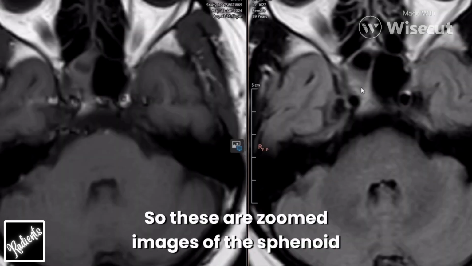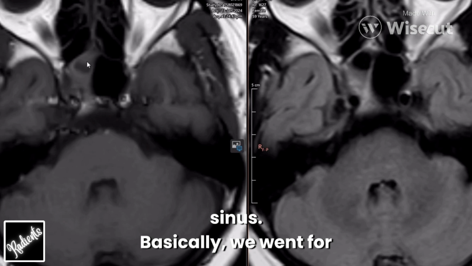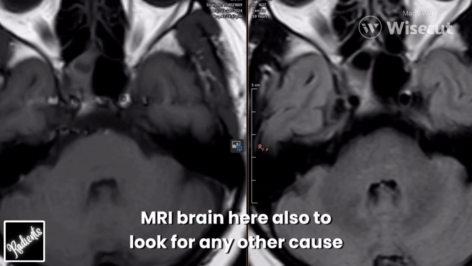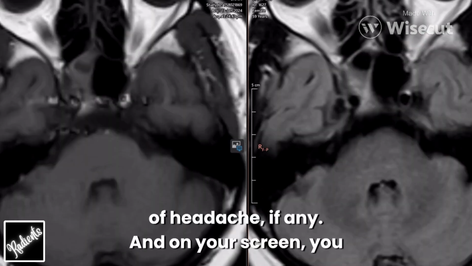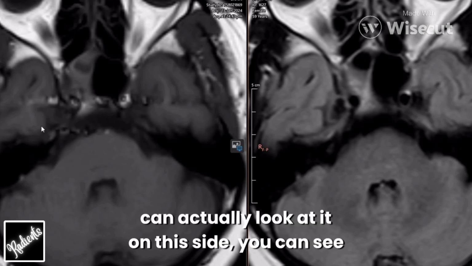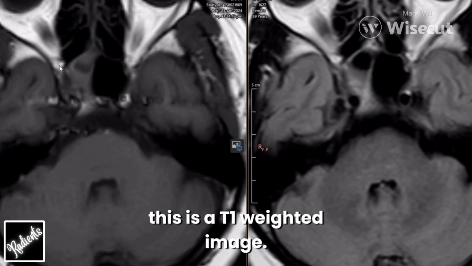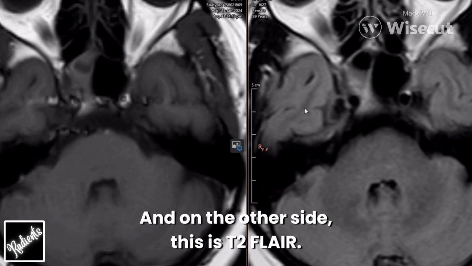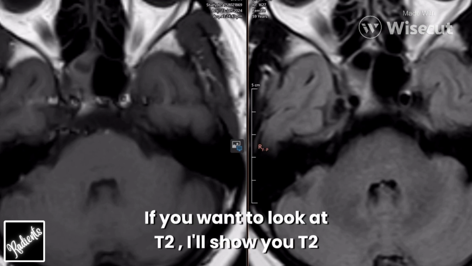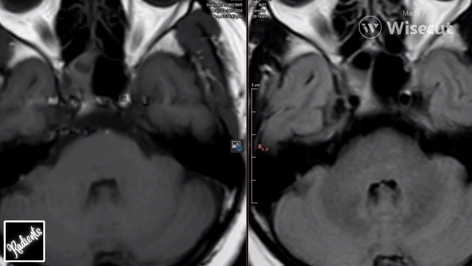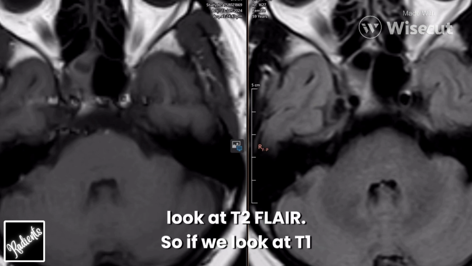So these are zoomed images of the sphenoid sinus. Basically, we went for MRI brain here, also to look for any other cause of headache, if any. On your screen, on this side, you can see this is a T1 weighted image, and on the other side, this is T2 FLAIR. If you want to look at T2, I'll show you T2 as well. But first, let's have a look at T2 FLAIR.